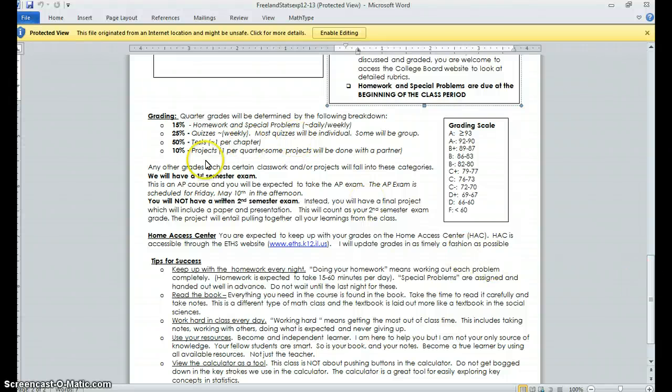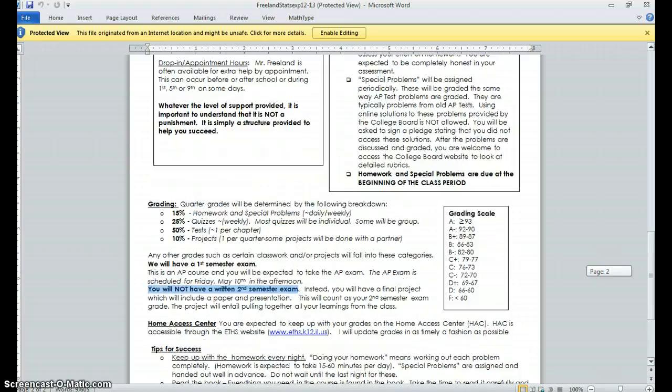Here's how the grades break down. And I will be asked this 1,000 times, even though I'm telling you right now. We have a first semester exam. We will not have a second semester exam. The AP test is Friday, May 10th. And then seniors, you have a couple weeks after that, and during that time we will be working on a final project, which will serve as our second semester exam. So there will be no second semester exam in this class.